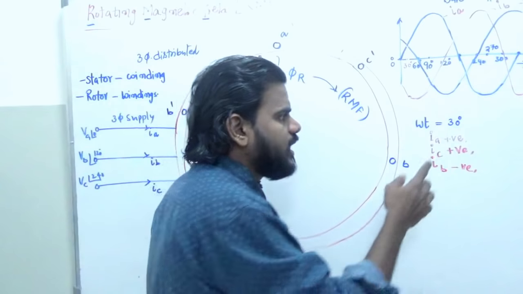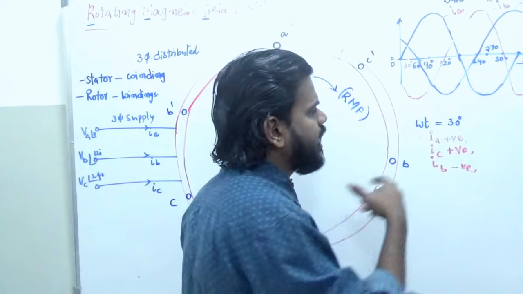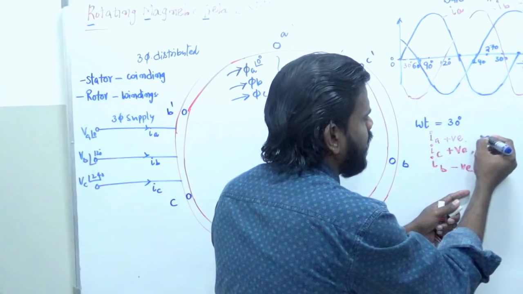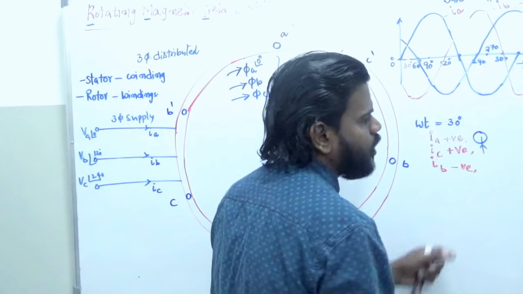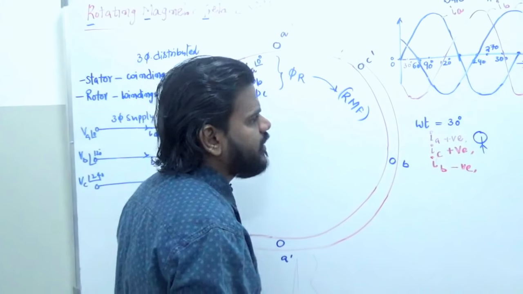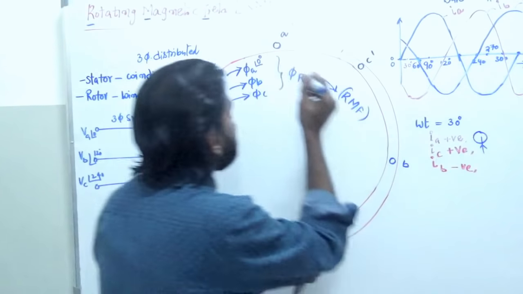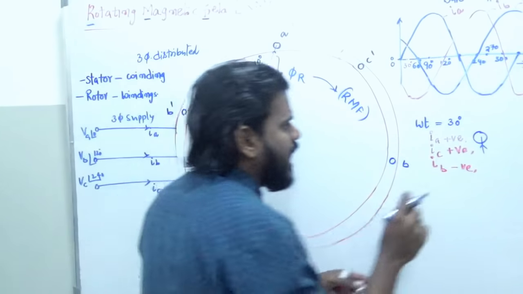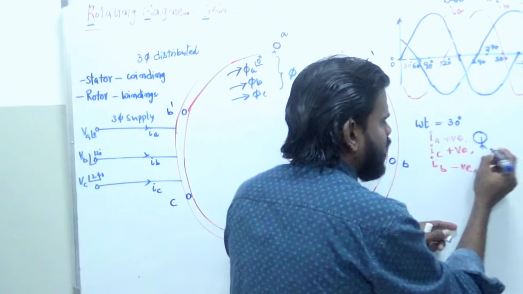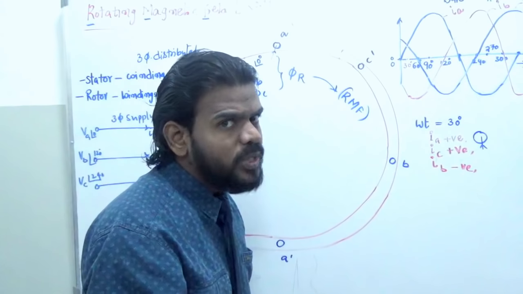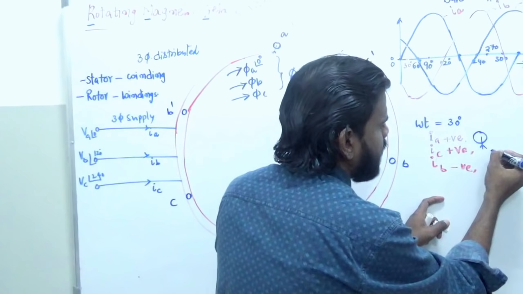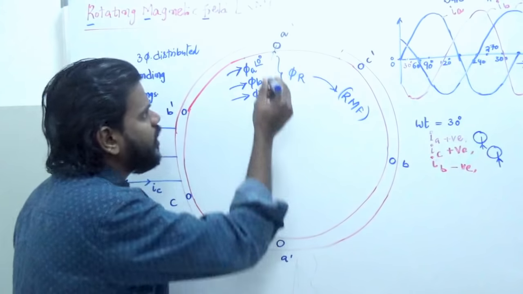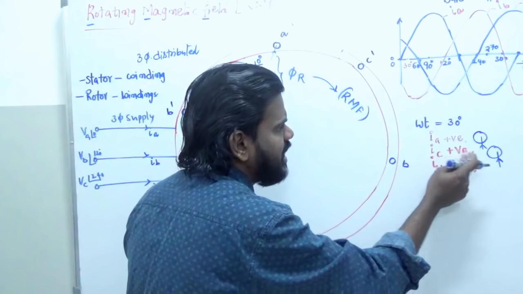Now I take the assumption that if IA is positive, the current is going in. The current is going in here. And what about IC? Here also it is positive, which means in this particular winding the current is again going inwards. So IC is also going inwards.